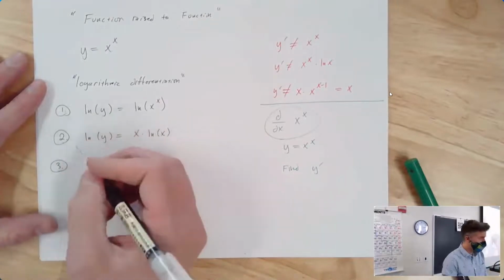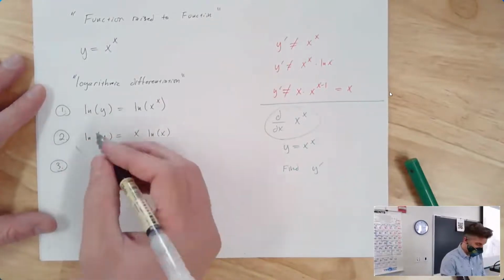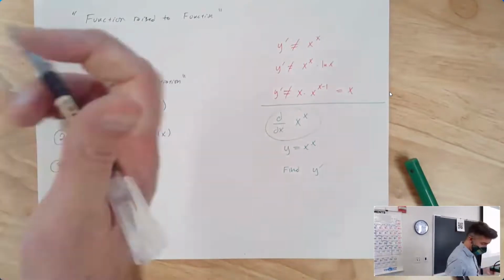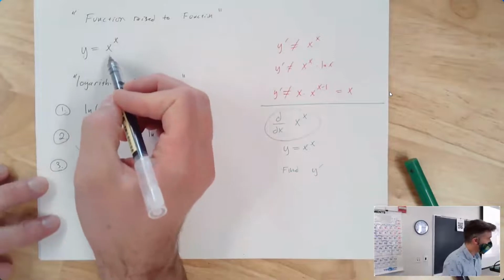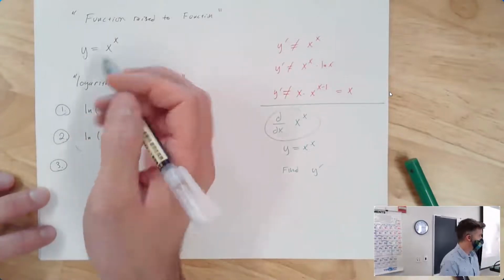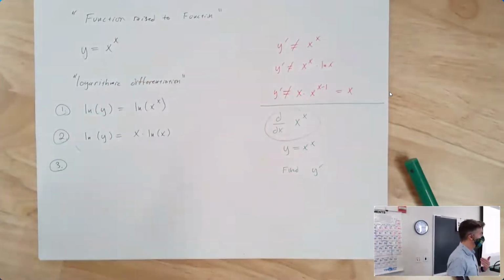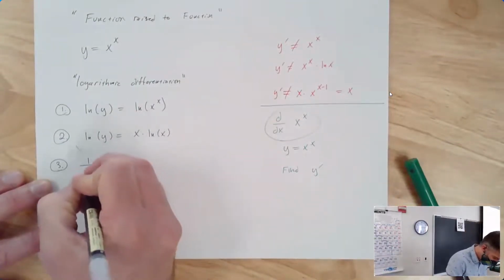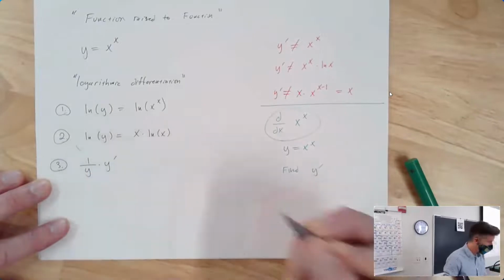The derivative of the natural log of y. We have to remember that this is not even implicit differentiation here, right? It is explicit. y is a function of x. So when we differentiate something with a y in it, y is the stuff. And the derivative of the natural log of some stuff is 1 over the stuff times the derivative of the stuff.